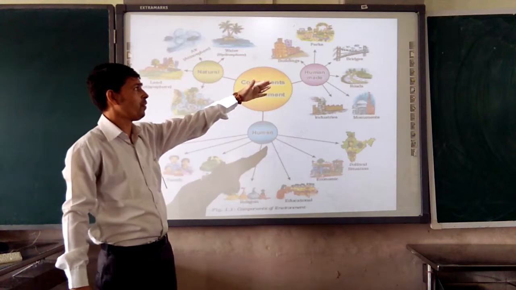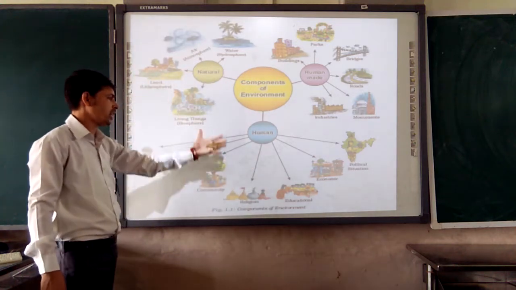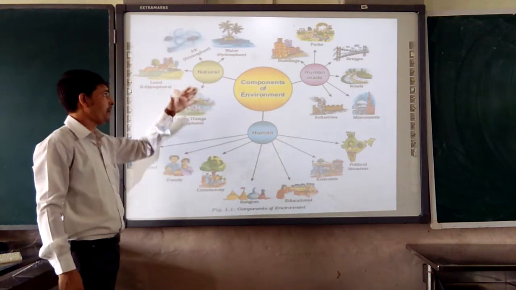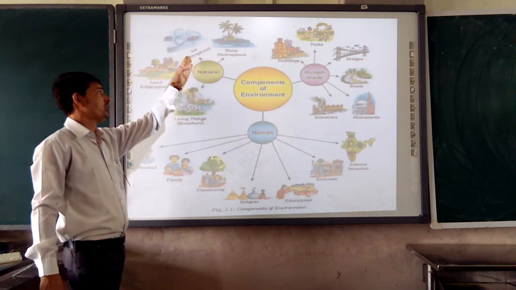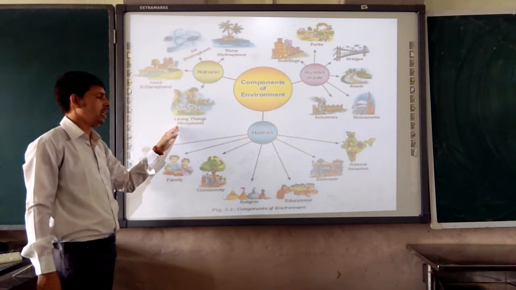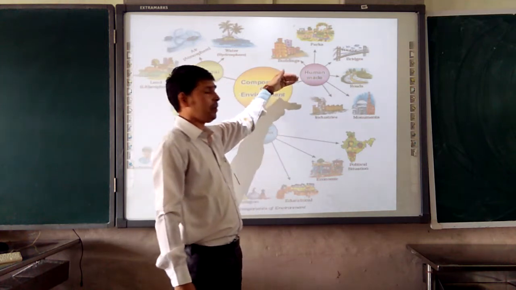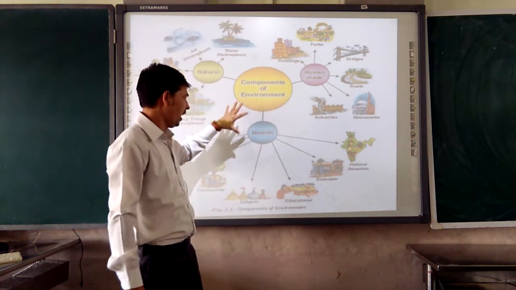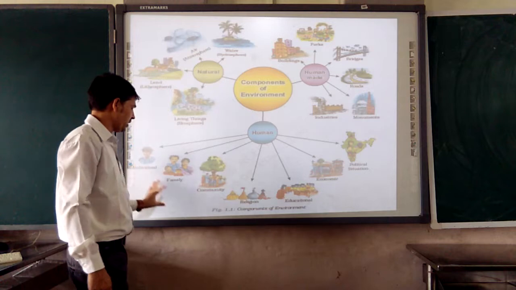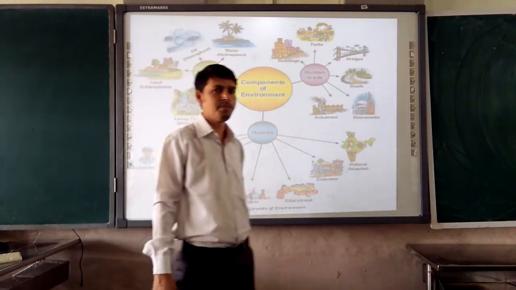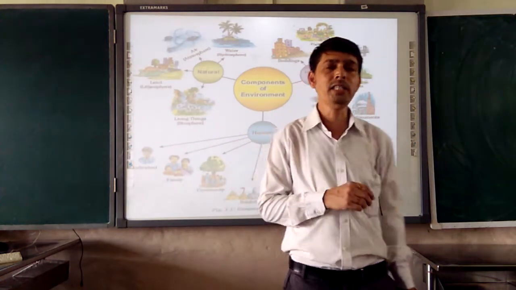That means 4, 5 arrows there. Then here 4 arrows, and 5, 6 arrows here. And place water, air, land and living things. There also make 5, 6 arrows and write building, park and like this. And in this one you place family, individual, religion. Now the points come here.